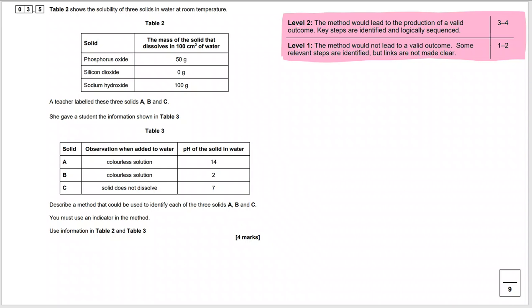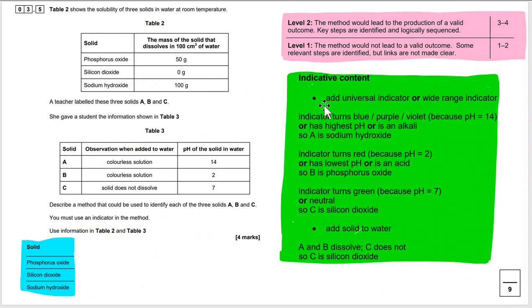So what would we do? Well, let's take a look. We can add universal indicator. The indicator will turn blue with A. Now, we know that A is sodium hydroxide. We know that sodium hydroxide is a strong alkali. We would expect it to have a pH of 14.